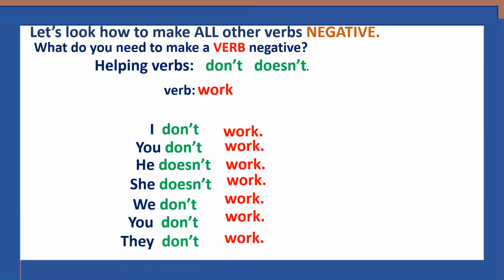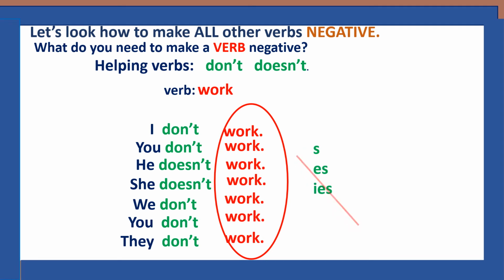They don't work. Let's take a look at the verb work. Are they all the same? Yes, they're always the same. You don't write an S, you don't write an ES, and you don't write an IES. You don't use ING either. Now let's take a look at the helping verbs. Are they all the same? No. What do we use with he and she? That's right, we say doesn't. So repeat after me, doesn't. And with I, you, we, you, they, don't.